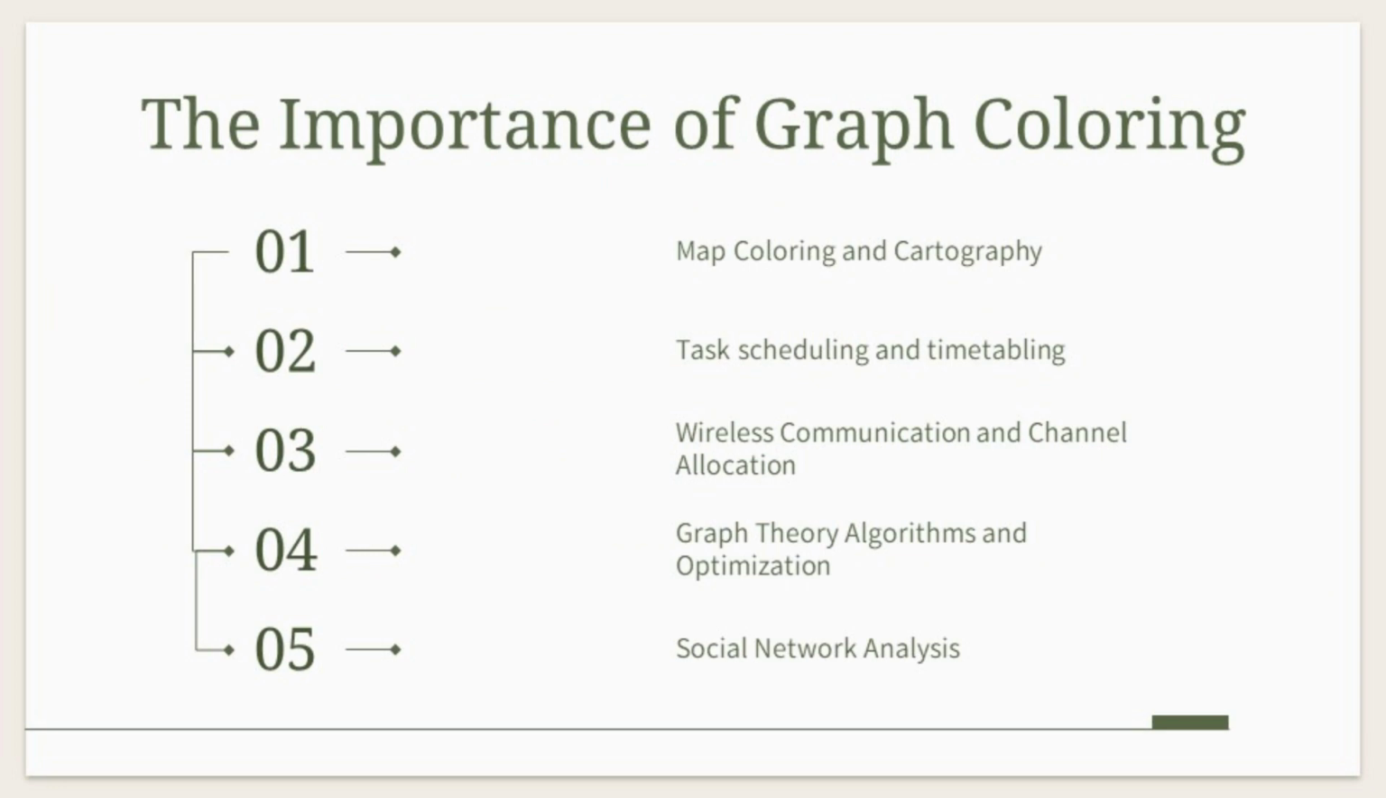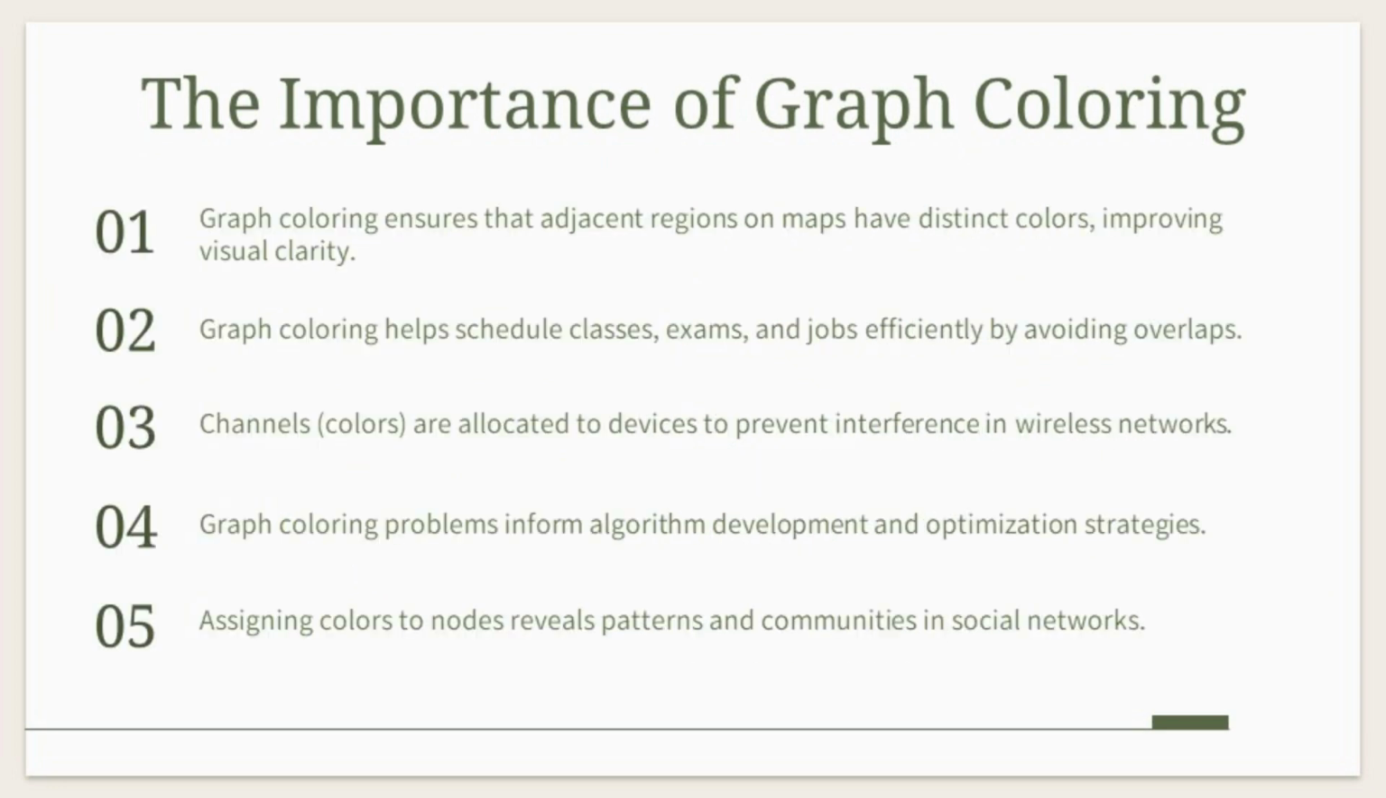The following is the importance of graph coloring. 1. Map coloring and cartography. Graph coloring ensures that adjacent regions on maps have distinct colors, improving visual clarity. 2. Task scheduling and timetabling. Graph coloring helps schedule classes, exams, and jobs efficiently by avoiding overlaps.